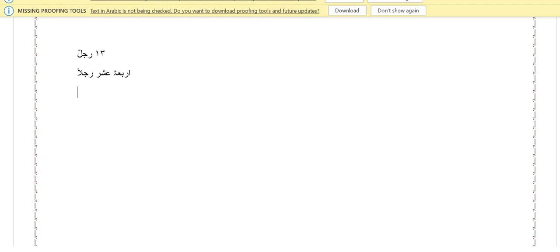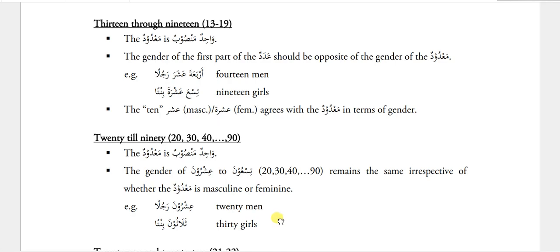Now suppose we want to say 14 women. So first write imra'atan. Now here just make the ashara muannas, asharata, and the first part will be opposite. So it means there it should be arba'a. Arba'a asharata imra'atan. That means 14 women.